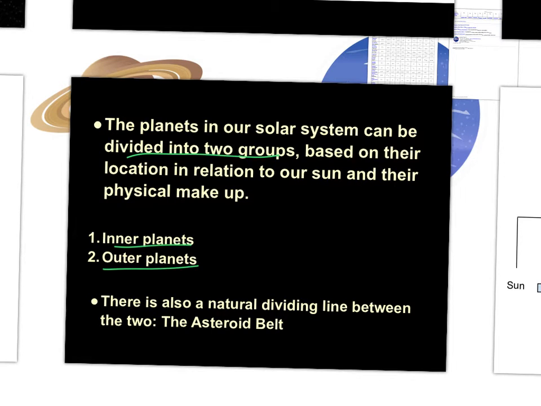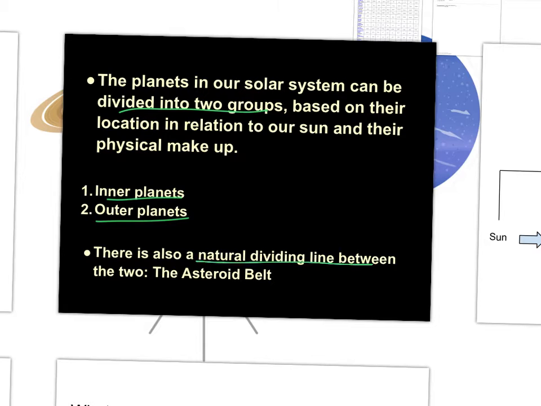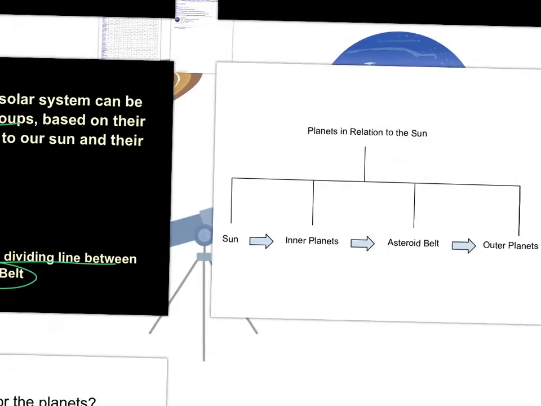And when you have your assessment on planets next week, you have to be able to identify the similarities and differences, okay? And the natural dividing line is the asteroid belt. And I hope some of you guys might be able to come up with some theories about why there's an asteroid belt out there, okay?